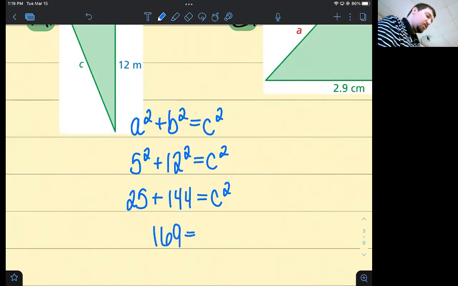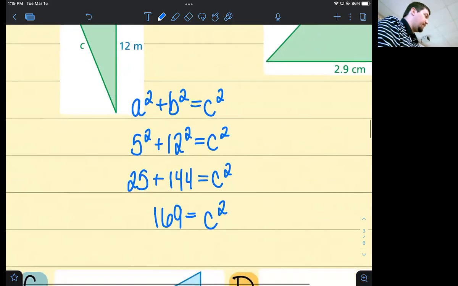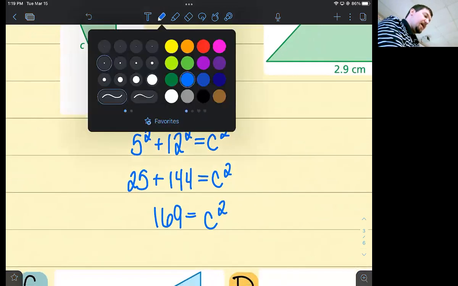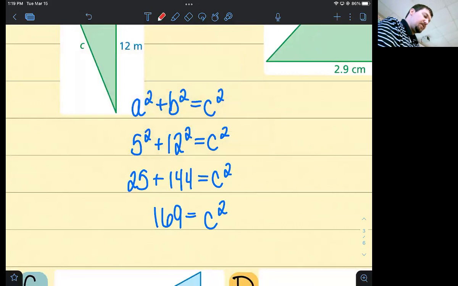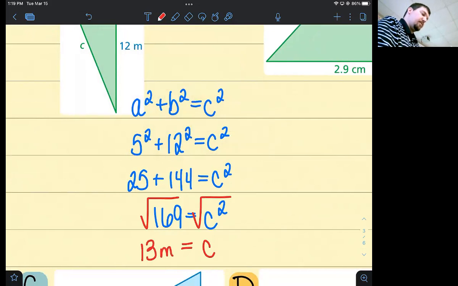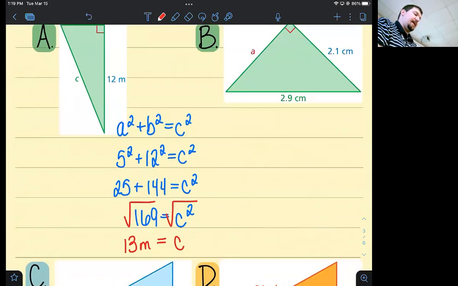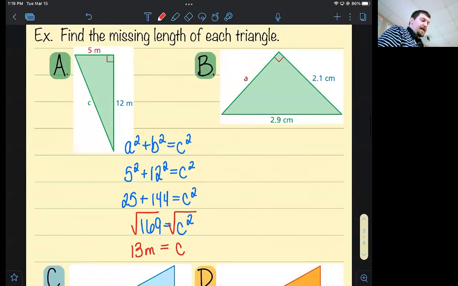Oh, that sounds like a perfect square to me. Lizzie, what is the square root of 169? 13. So the opposite of squaring a number is square rooting it, and that's how we're going to get c by itself, and that's going to give us 13 meters. Don't forget to label your side lengths that were in meters for question A. Does that make sense? Yes. Okay.